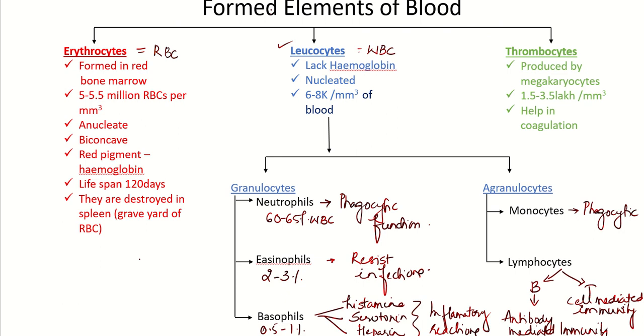Now coming to the last one, which is thrombocytes. Thrombocytes are also called as platelets. These are produced in the bone marrow. You have cells which are called as megakaryocytes. These megakaryocytes will further form the platelets. And the function of platelets is the coagulation. So platelets are very helpful for clotting of blood.